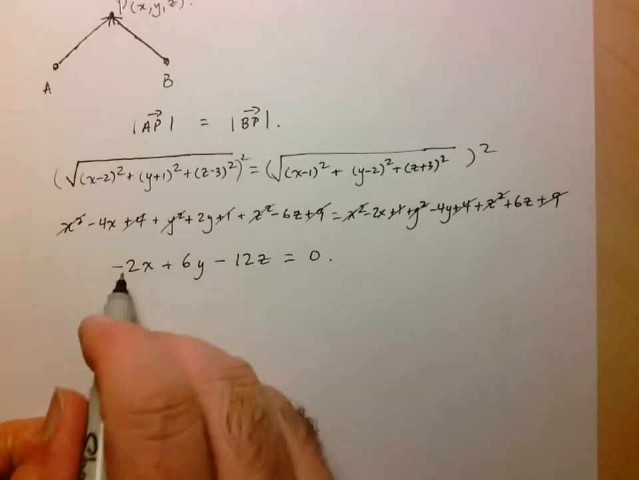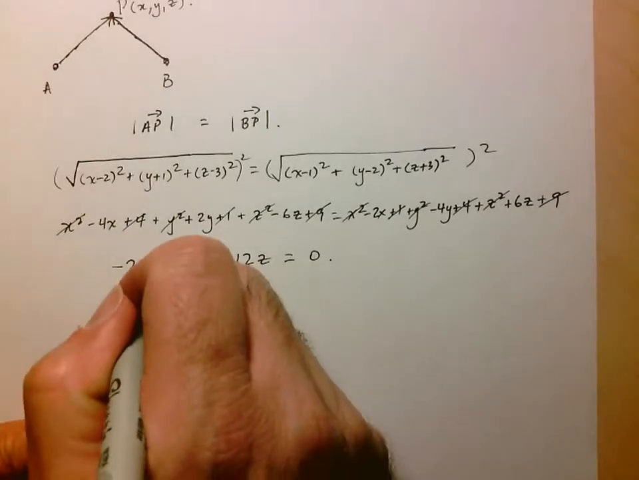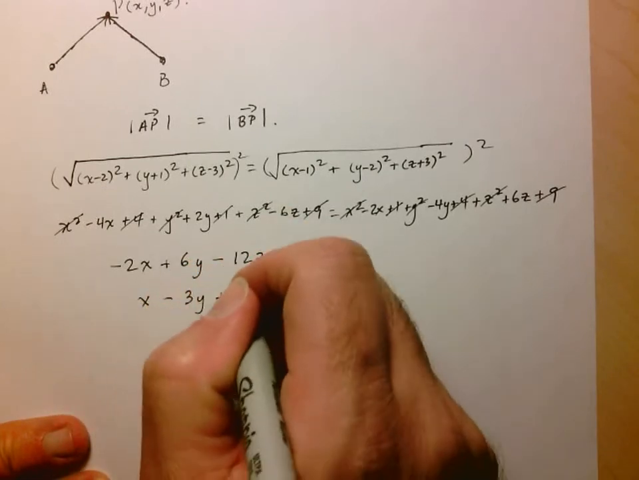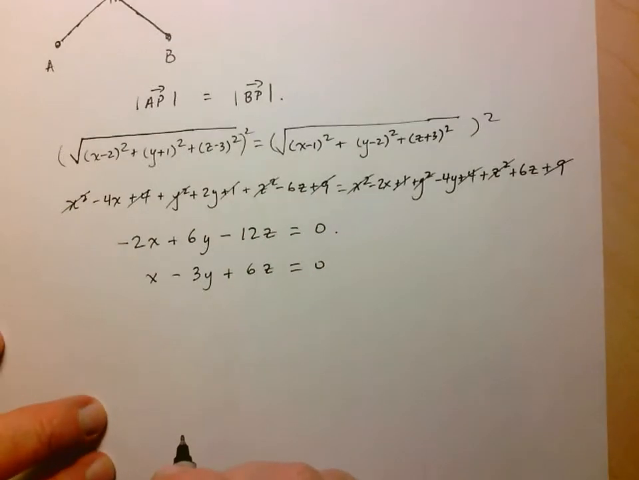Okay, and just for good measure, a nicer way to write this equation, I'll divide both sides by -2 to simplify it a little. So then I'm just left with x minus 3y plus 6z equals 0. And that's as far as I can simplify it.